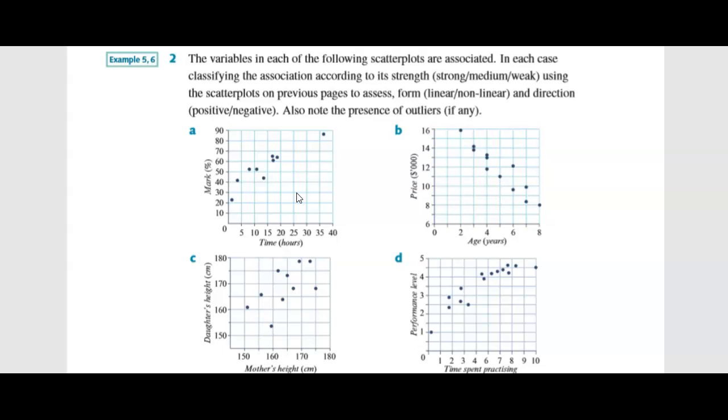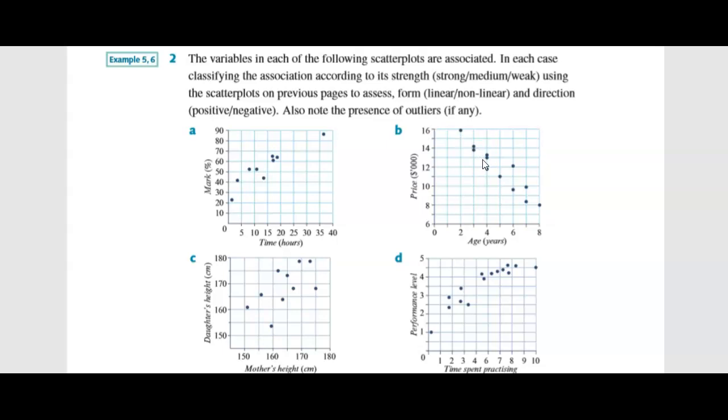Okay, so this first one here, as I said before, it's sometimes a bit hard to see what the strength is, but this looks pretty strong to me. It's maybe slightly moderate. I would say B was more moderate than this one. So I would say A was strong, but again, you would calculate your R value to be accurate. It is linear. It looks linear to me, and it's positive. It's going in the positive direction.